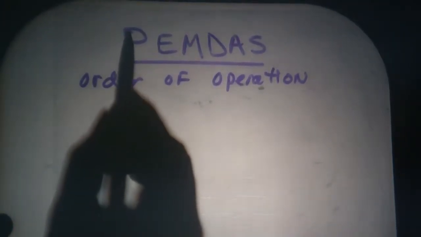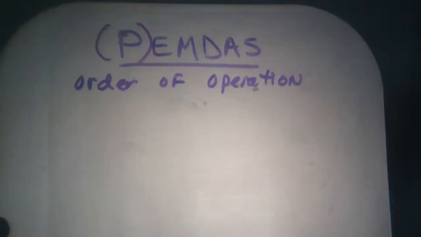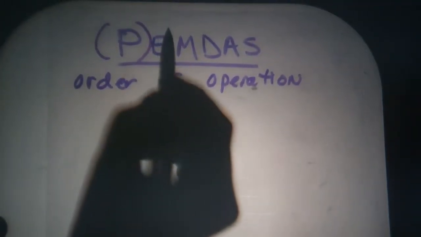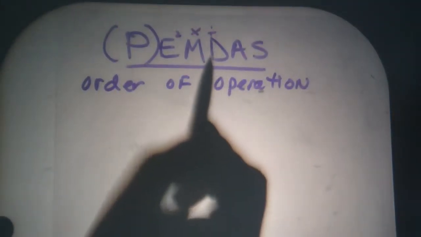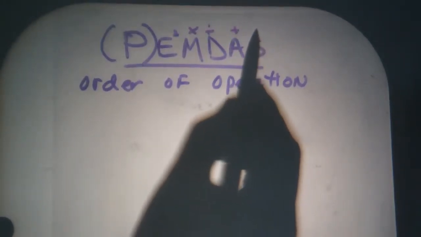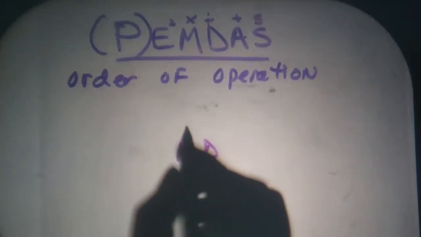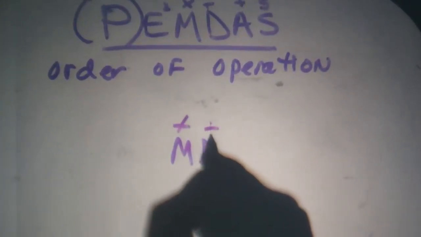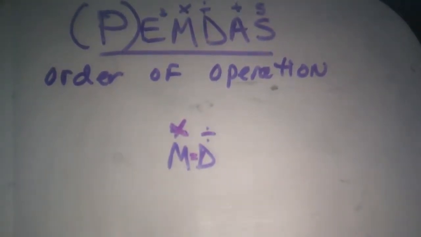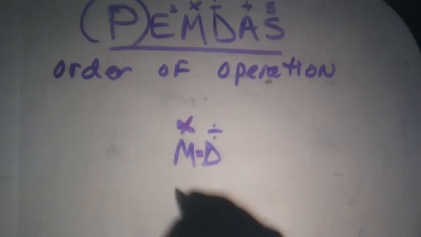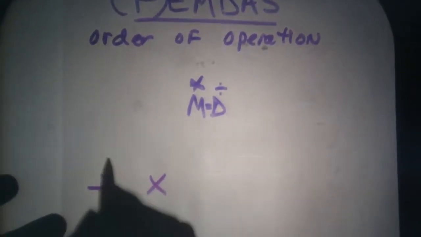Alright, so this is telling us, well, this is the P, it stands for parentheses. E is exponent, M multiplication, D division, A is addition, S subtraction. Now multiplication and division are an even Steven, is what I call them. They're equal to each other. They're equal partners. Alright, so if you come across a multiplication or a division first, just go left to right.